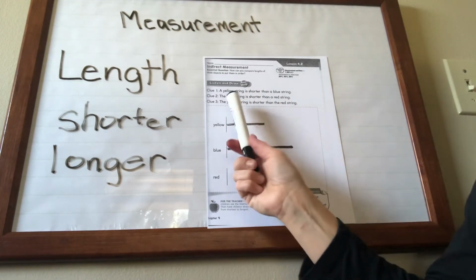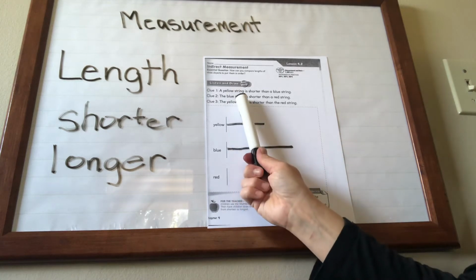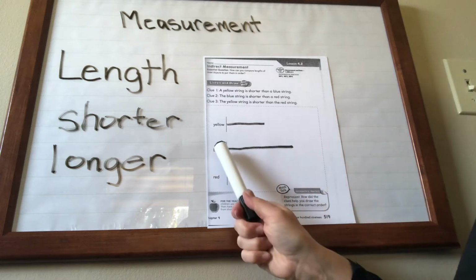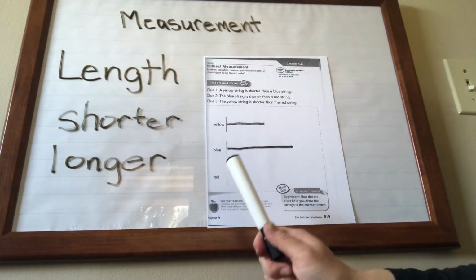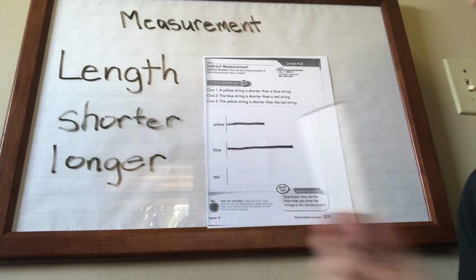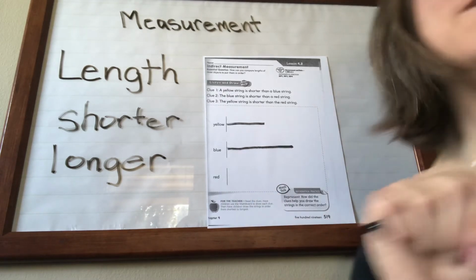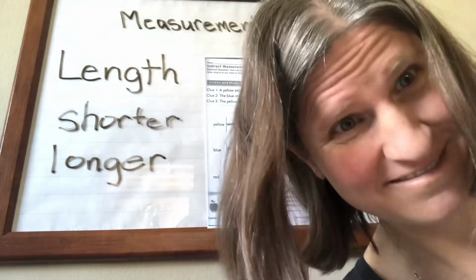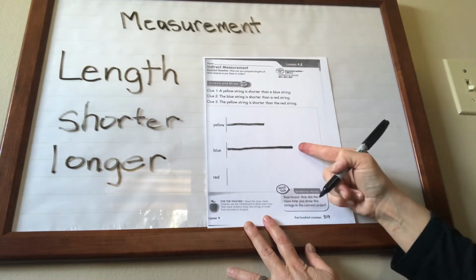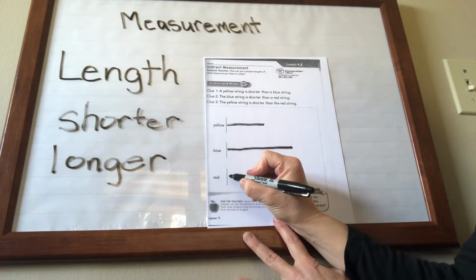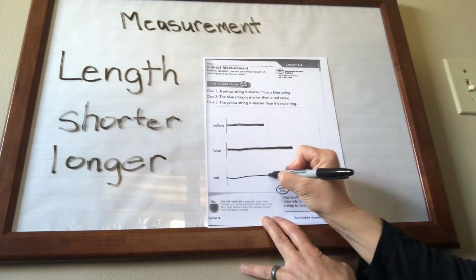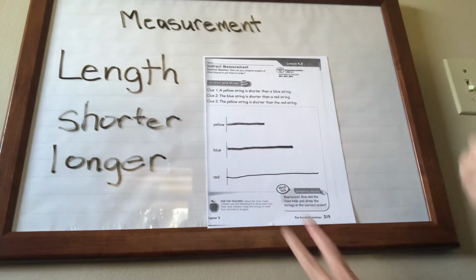Let's read the next clue. The blue string is shorter than a red string. So now we're comparing blue and red. All I know is that the blue string is shorter than the red string. So that means the red string would be longer. Here we go. Let's draw a red string. It has to go past the blue string, but of course you start at the same line. Ready? Here we go. The red string is longer.